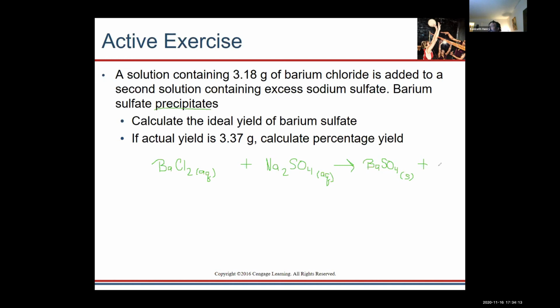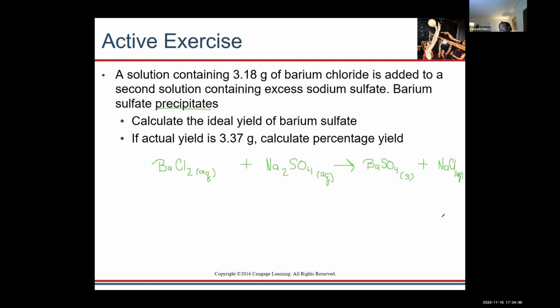Okay, and the other product is sodium chloride, NaCl. Solid, liquid, gas, or aqueous? Solid. Are you sure? Aqueous. It's going to be aqueous because of something in chapter 9, but also because we didn't tell you it was a precipitate.